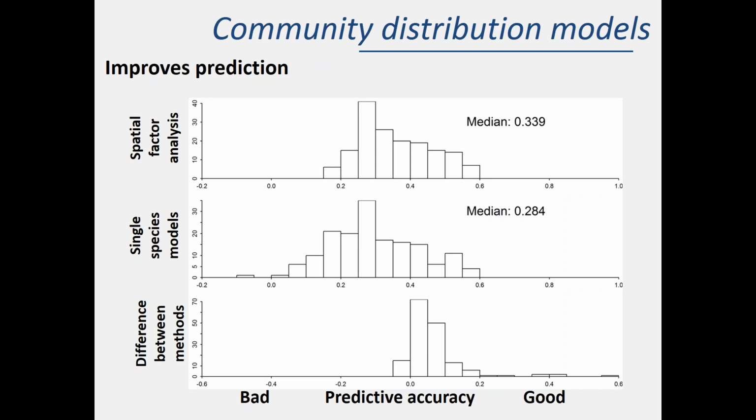So you get like a 15 or 20% improvement in predictive performance in this particular measure of it using a multi-species model relative to a single species model. And the predictive accuracy is almost always positive. There's only a few cases where it gets any worse. So it's a pretty risk-averse way of getting improvements in predictive performance.